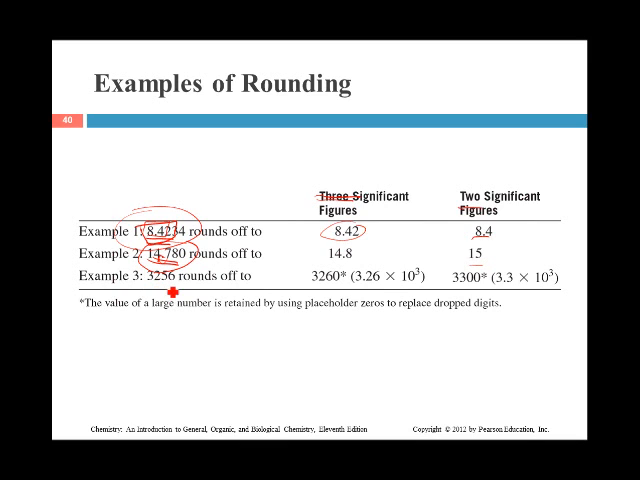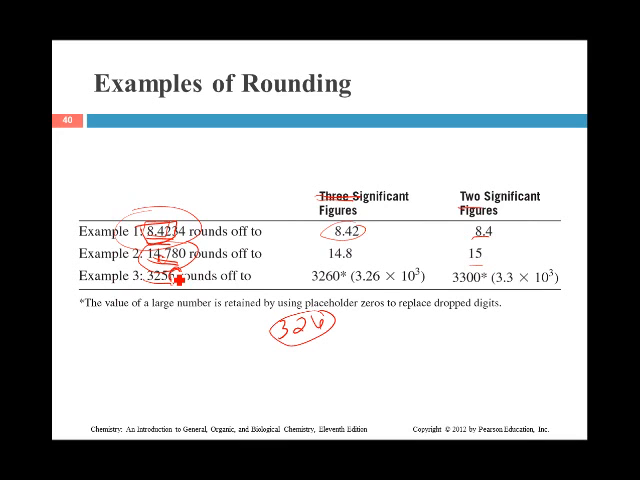And finally, we have 3,256. Now, these get tricky because if we just take the first 3 numbers, we have 326. We don't have anything there. That doesn't count. So we need to figure out how to make sure that we have 3 significant figures, yet still have the same value rounded off. 326 is not anything near 3,256.